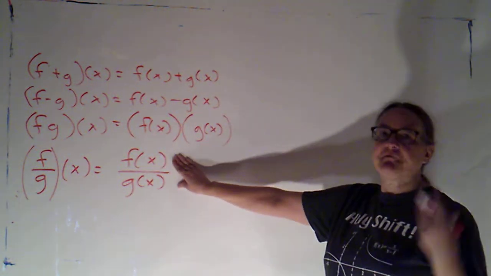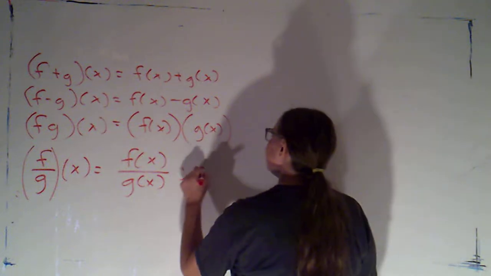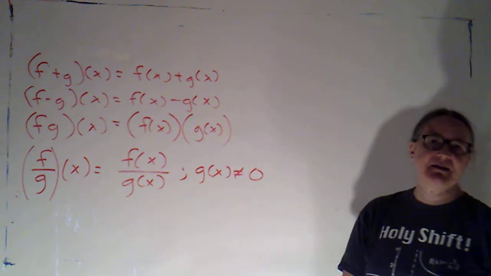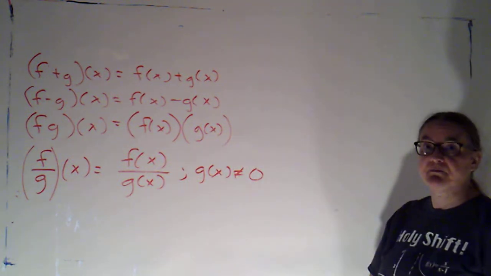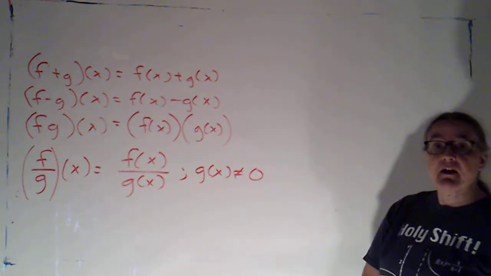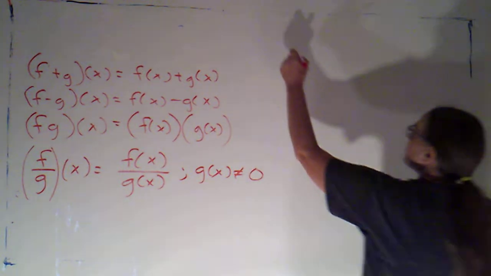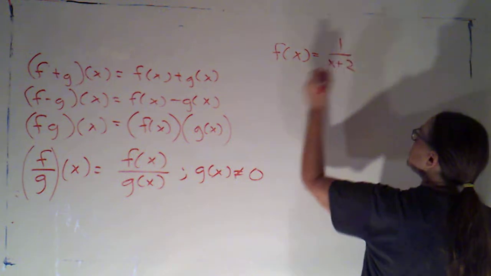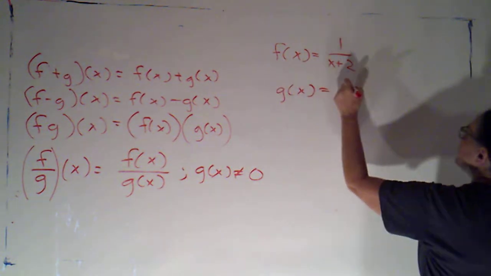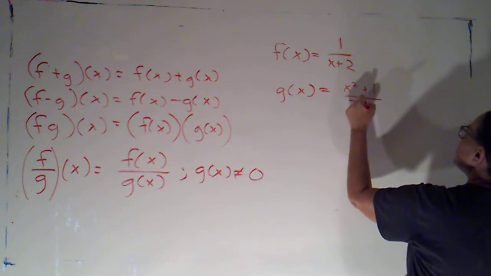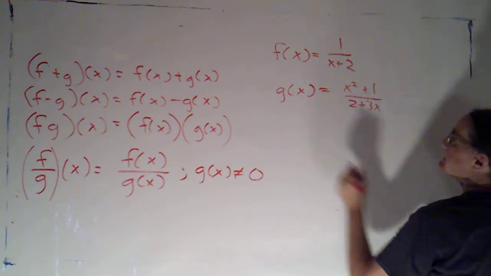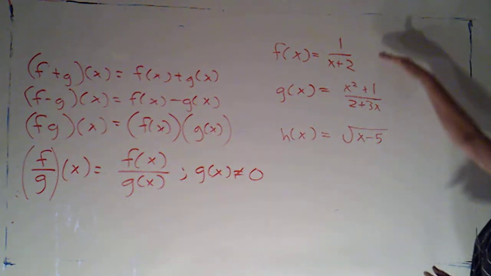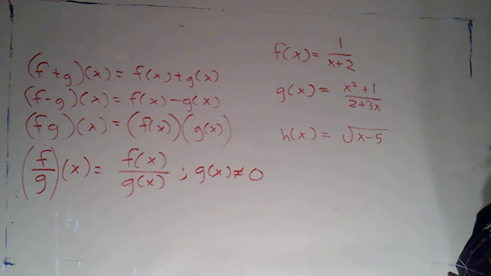And of course, anytime I'm dividing, there's a caveat. This is only defined if g of x is not equal to 0. If g of x is 0, that's going to give me something undefined. We won't go there. Okay, so all of these we simply evaluate pointwise. What I'm going to do is just write down some functions. Let's let f of x this time be 1 over x plus 2. Let's let g of x be x squared plus 1 over 2 plus 3x. Let's let h of x equal the square root of x minus 5. So I've given us 3 different functions here.